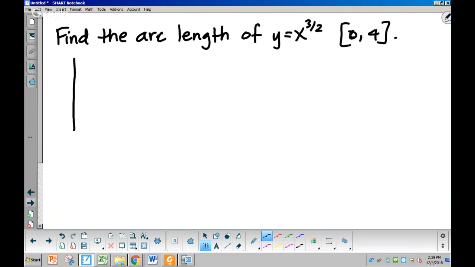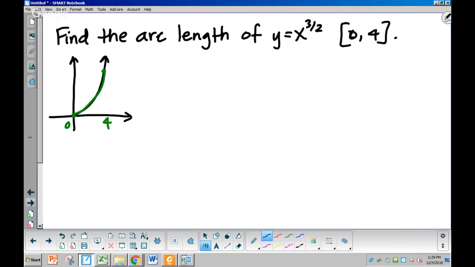Okay, so let's do a graph here. x to the 3/2. It's a power function. It's not a seagull, because x is bigger than 1, but I like what you're thinking. It's in the first quadrant and it looks like this, right? Its domain is only on the right side because it's an even root. So I want to find this distance here from 0 to 4.